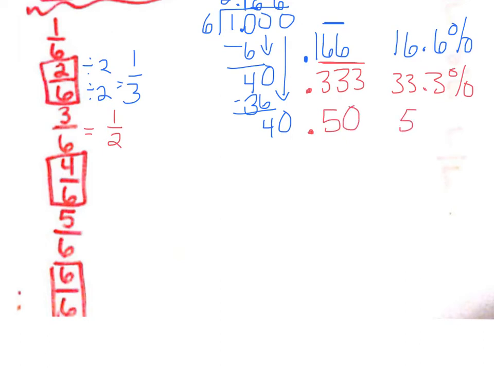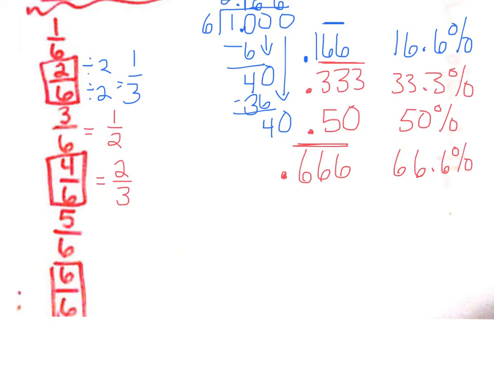3/6 we know actually equals 1/2, which we know equals 0.5 or 0.50 and 50%. 4/6 will simplify to 2/3, and we've already done that one earlier, so that would be 0.66 and 6 with a bar over the 6 because they repeat, and 66.6%. 5/6, you would have to do the division for it, and you would find that you would get 0.833 with the bar over the 3 because that is the one that repeats, and then you'd get 83%.